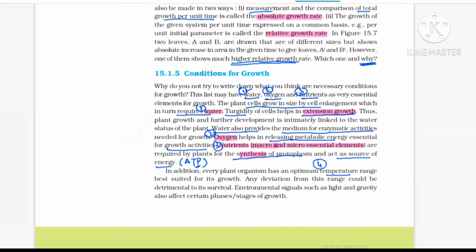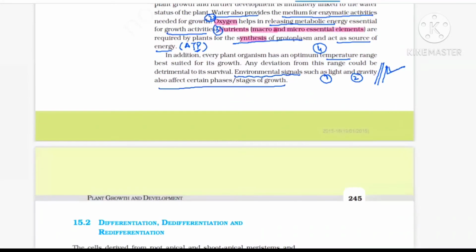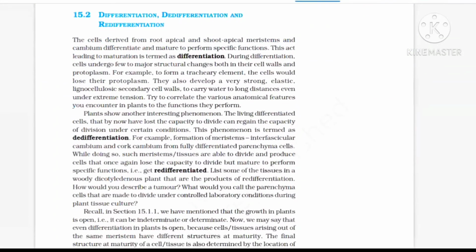Now, another question area. What are the environmental signals which are necessary for growth? So the environmental signals are light and gravity. They affect certain phases or stages of growth. This is again a very important question area. Is it clear? Now see what is differentiation, de-differentiation and re-differentiation.